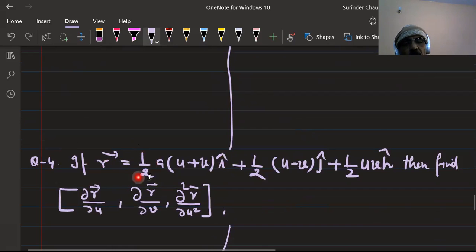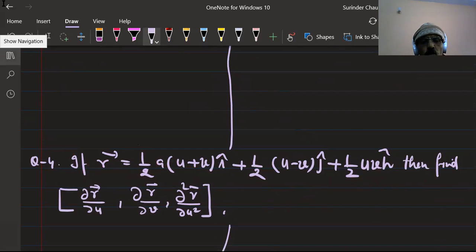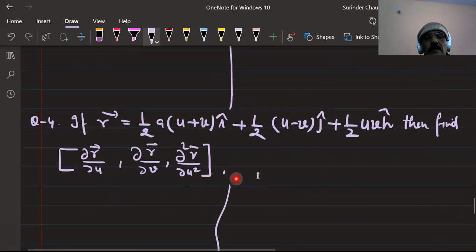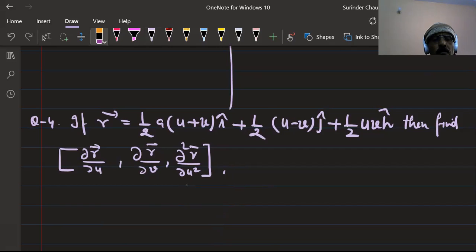Now, if r is equal to this, then find the scalar triple product of partial r with respect to u, partial r with respect to v, and partial squared r with respect to u. So that's fine. Let's find the partial derivatives of r. Now, what will be the value of partial r with respect to u?